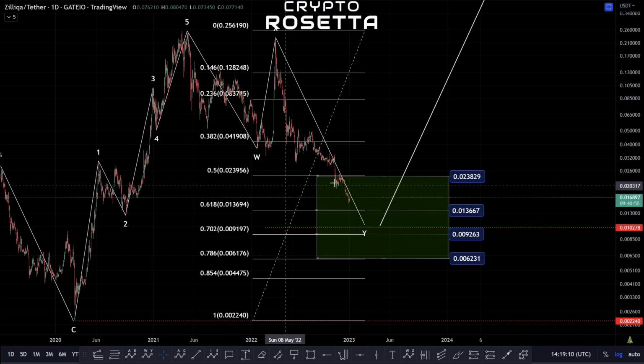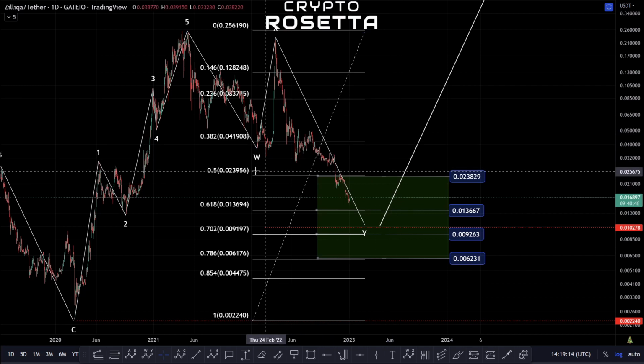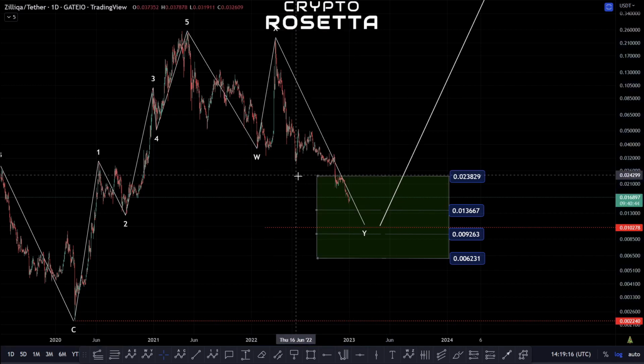But I do think that we have a little bit more downside to come here. So within this move, we'd be looking at this potentially as a WXY.